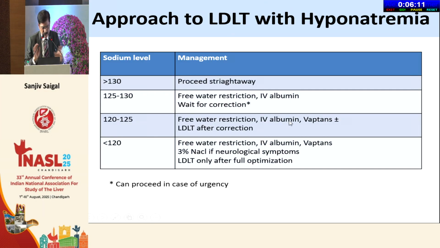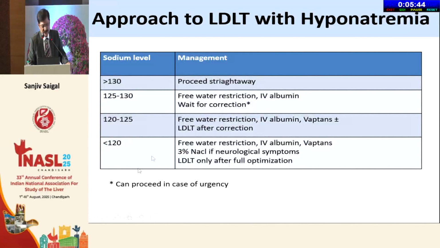So this is, in a snapshot, a policy which I follow. It's not from any journal. It's not from any publication. This is, I would say, my experience of over 5,000 transplants. If I have a sicker patient in ICU, sodium more than 130, I'd proceed straight away. 125 to 130, I would restrict free water, give IV albumin, and try and wait for correction 1, 2, 3 days if time allows. Lesser than that, again, I may use Vaptans in a selected situation.